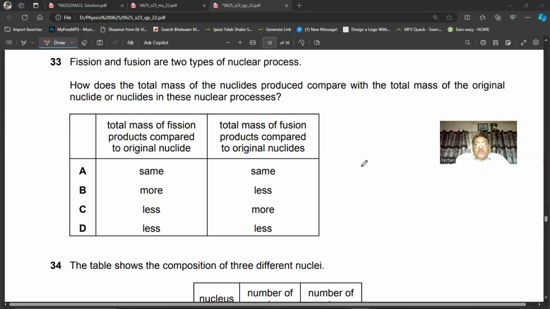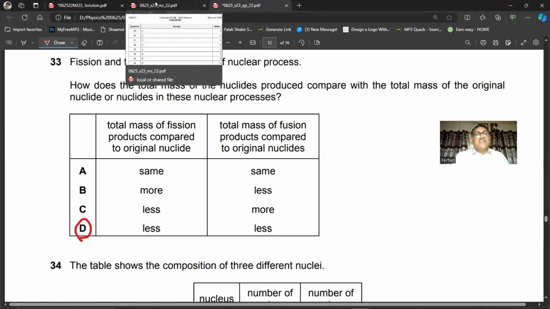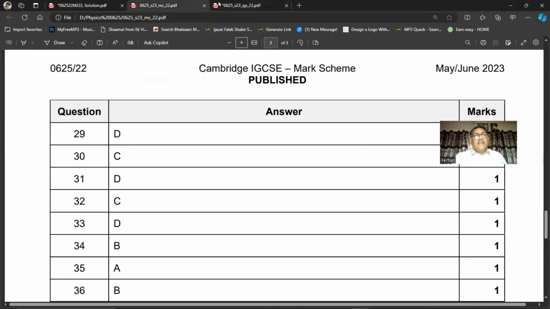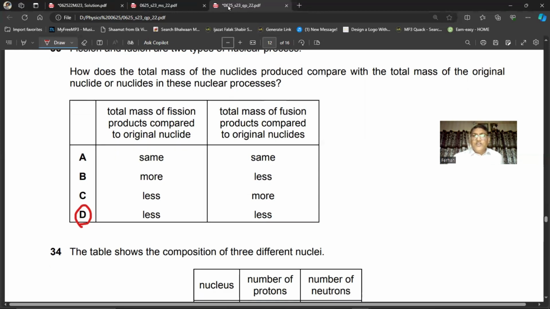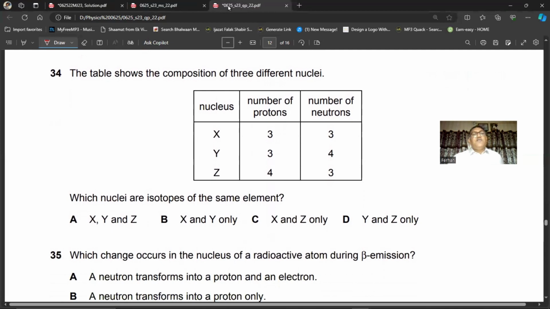So the total mass of the fusion product compared to the original nuclide, that also becomes smaller. So in both the cases, the total mass of the product is less than the mass of the original nuclide. So less. 33 is D option. That is the right answer, sir. That mass which disappears, that converts into energy according to E equals mc square. Hopefully you understand.